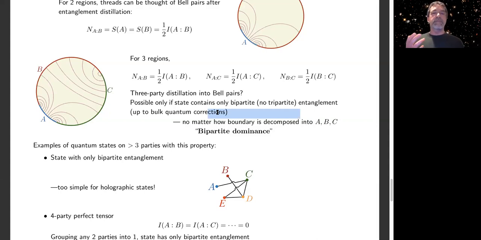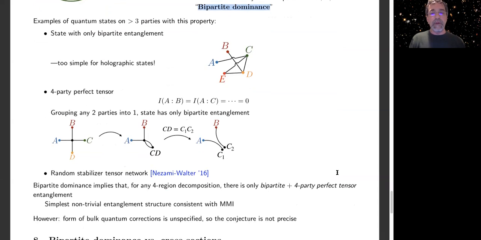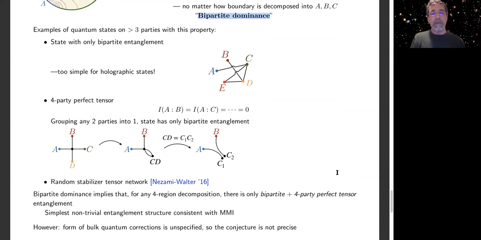And the question is, what effect do they have on this bipartite dominance idea? Okay, and that is left unspecified. There's a lot of wiggle room there in the effect of the quantum corrections. That's actually where it's interesting, to ask, well, what does this conjecture even mean in the presence of quantum corrections?